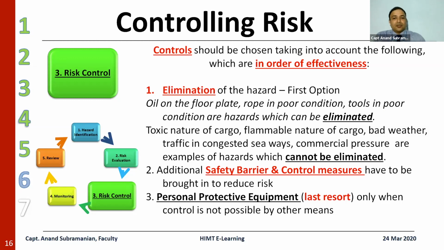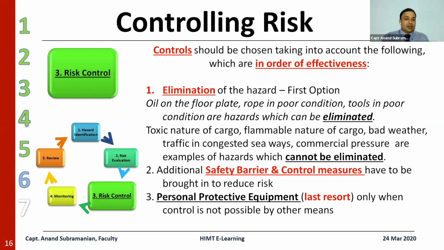Second example: the mooring rope or any other rope is in poor condition. That means it's about to break. What can you do about it? Change it, replace it. So that is what we call elimination. That forms your first option. If you can eliminate the hazard, nothing like it, because if the hazard is not there, the risk is controlled.